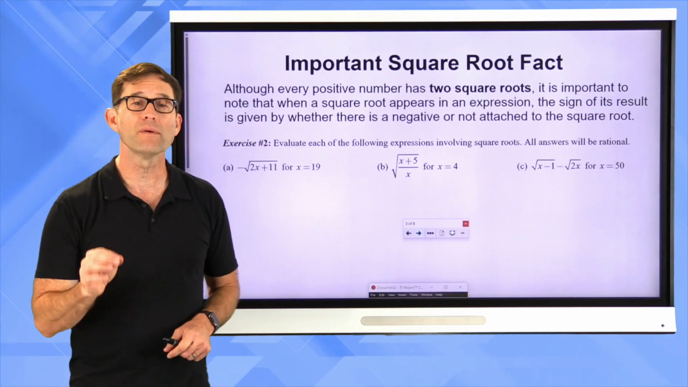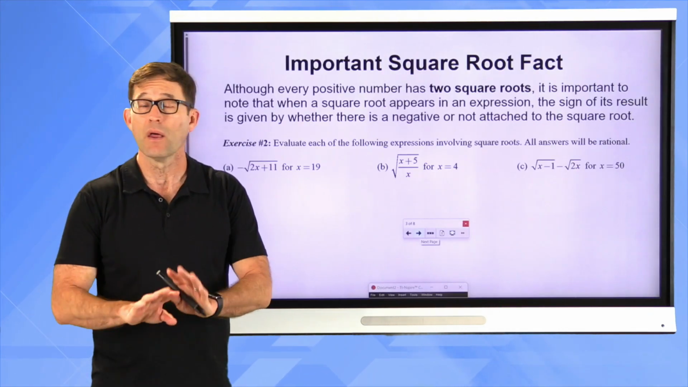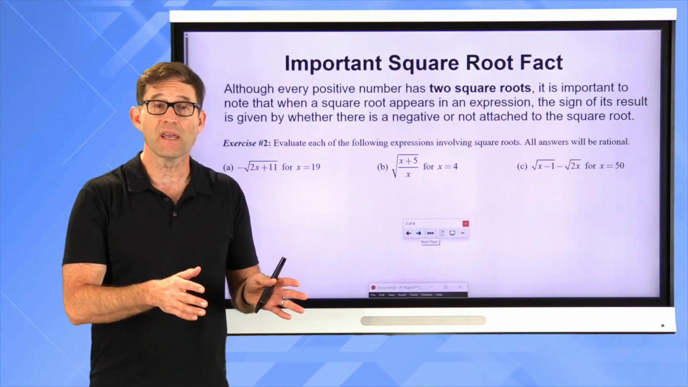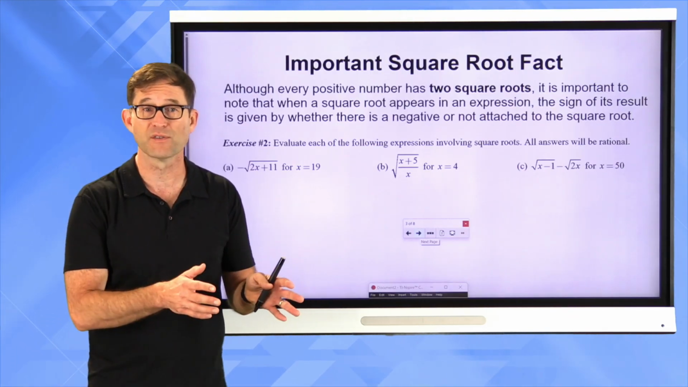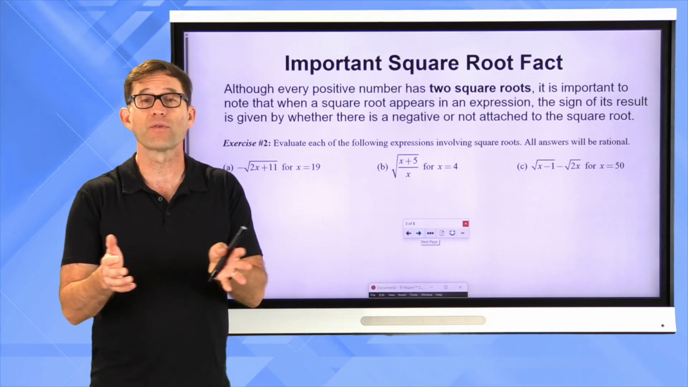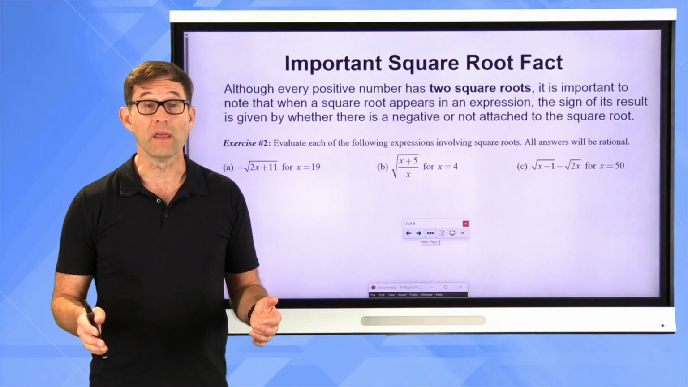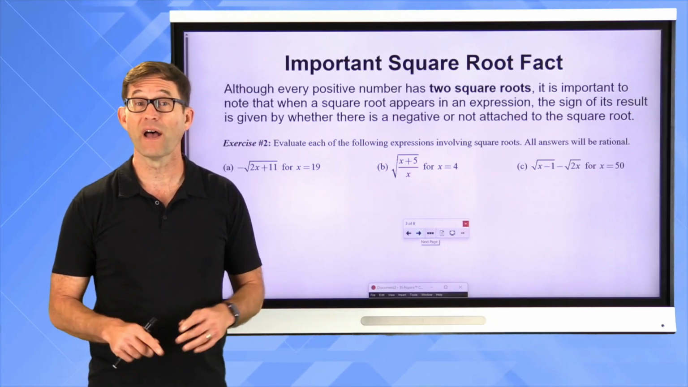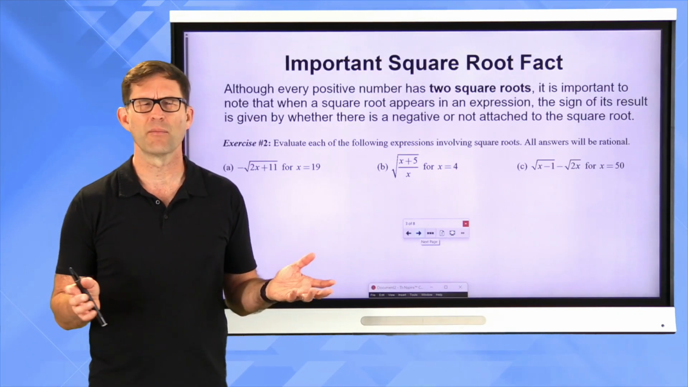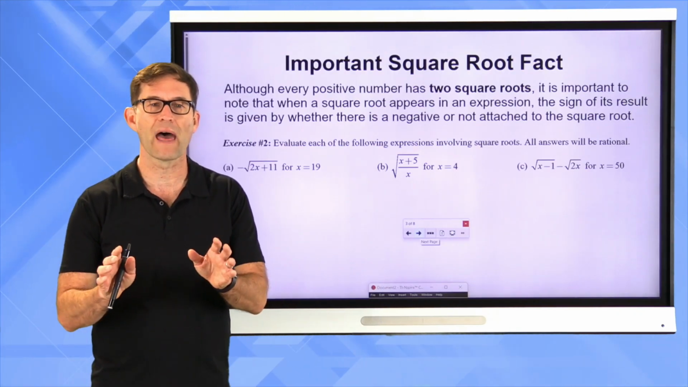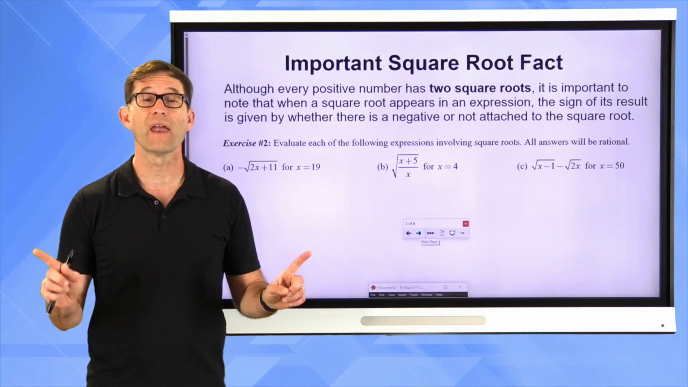Important square root fact. Although every positive number has two square roots, there's no doubt about it, 16 has two square roots, both 4 and negative 4, because 4 times 4 is 16, and negative 4 times negative 4 is 16. By the way, every number has 3 cubed roots, and every number has 4 fourth roots, etc. Now you might wonder how a number could have 3 cubed roots. You might take a look at that by the time you take a class called pre-calculus, which in theory could be next year. Anyway, not the point.